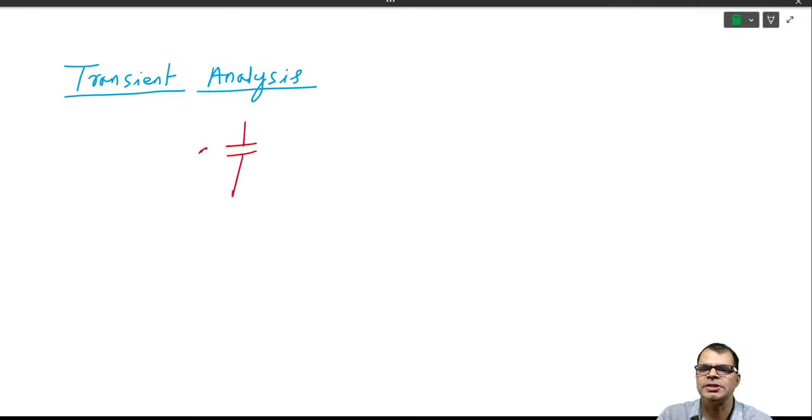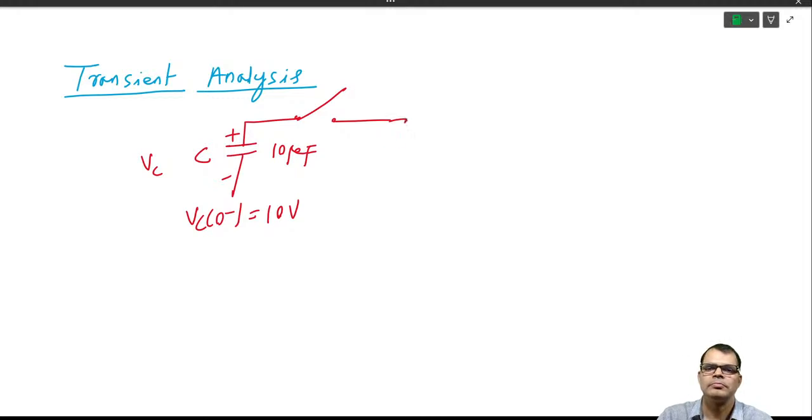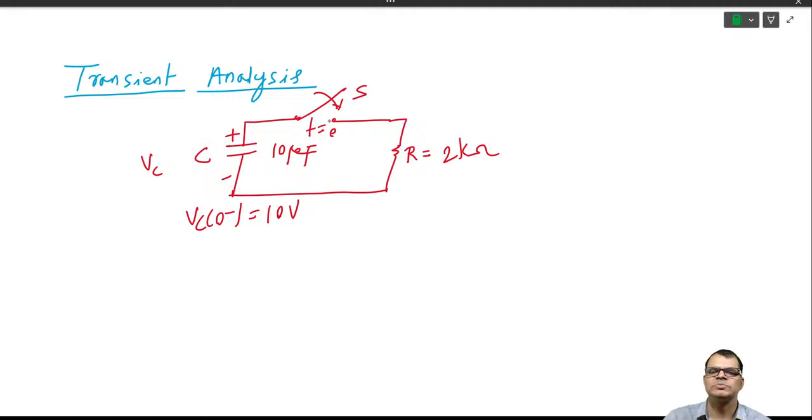This is your capacitor C and the value is 10 microfarad. Okay, and VC(0-) is equal to 10 volt, so this is the VC, and there is a switch. This is the R, which is equal to 2 kilo ohm. At t equal to 0, the switch is closed.